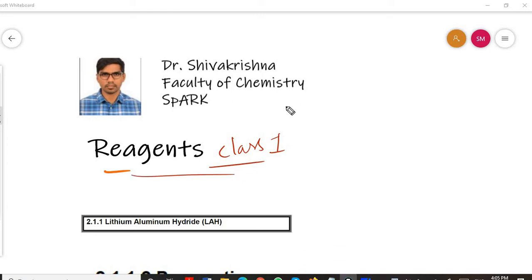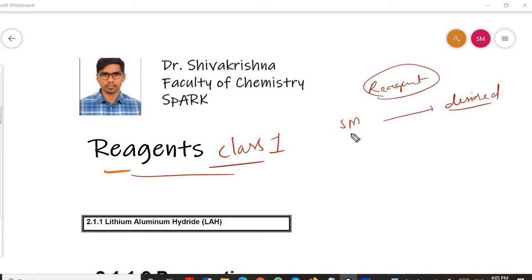So in the reagents, first of all, we are going to know what reagents are. Reagents are the chemical entities which will convert the starting material into the desired product. Any chemical that will convert the starting material into a product, we can call a reagent. But here we mention the desired product, meaning what you expect must come from the reagent you have used.